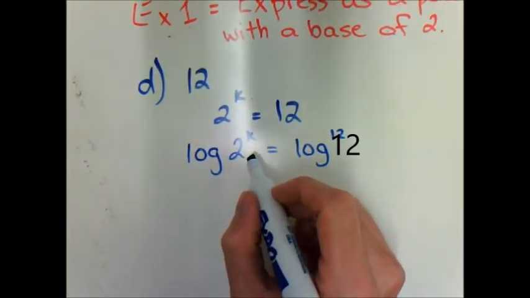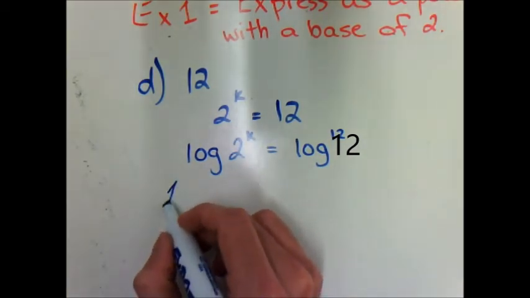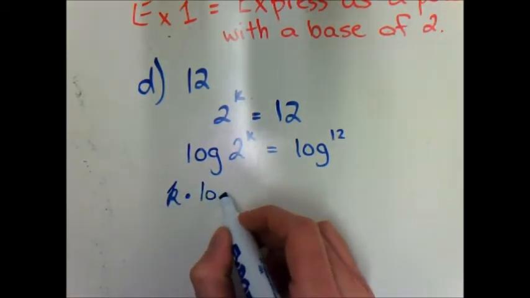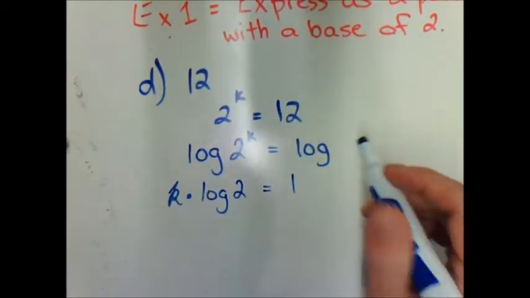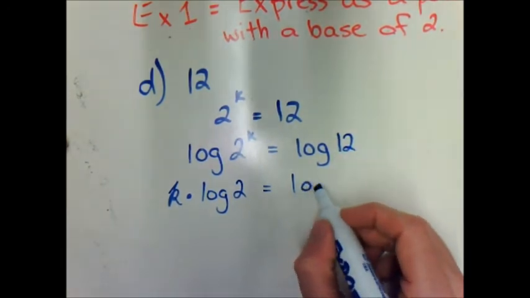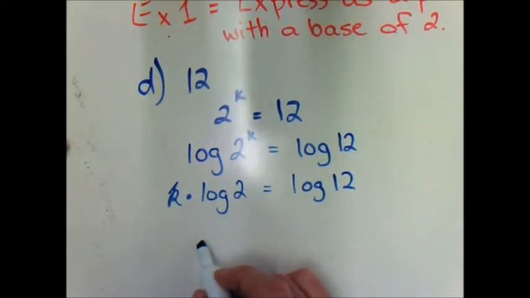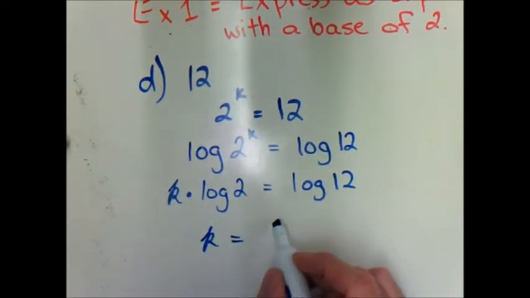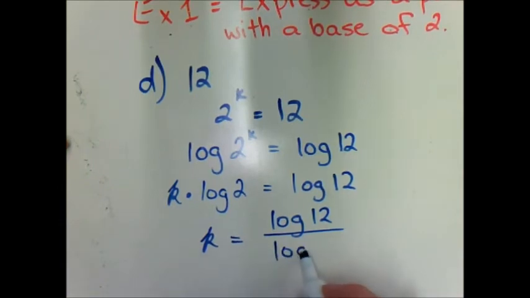And because of our rules of logarithms, I know that the log of 2 to the power of k is the same as k times the log of 2. My right side stays the same here, log 12. And now all I have to do is solve for k by dividing both sides by the log of 2. And these logs are common logs with a base of 10, and our calculator can do this.